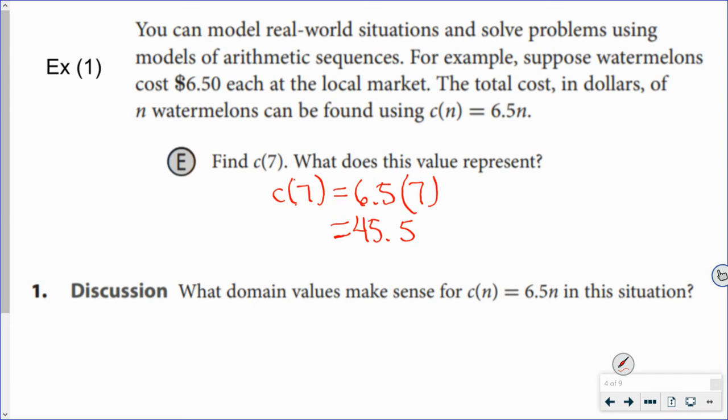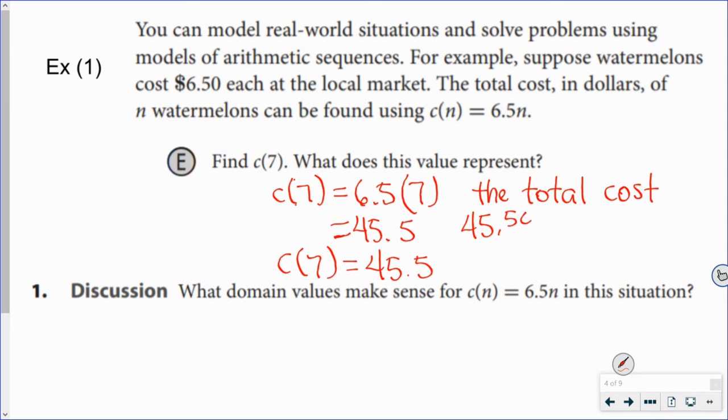So C of 7 is equal to 45.5. But what does that value represent? The total cost for 7 watermelons. Yeah, that's awesome. The total cost, which was $45.50 for 7 watermelons.